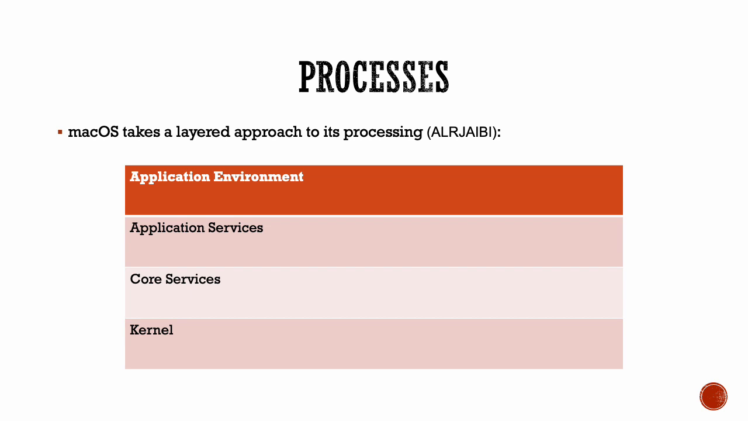To begin with, we have the processes that take place on Apple's macOS. In this case, Apple takes a layered approach to their processing. On the top, we have the application environment, which is where you will find things such as your calendar, your iMessage, Safari, those things. And this is where you as a user would interact with it. Application services is where, when you interact with the applications, the processes are sent into the main core of the computer. The core services is where many of the basic processes will happen, and the kernel is the main controller of the operating system.